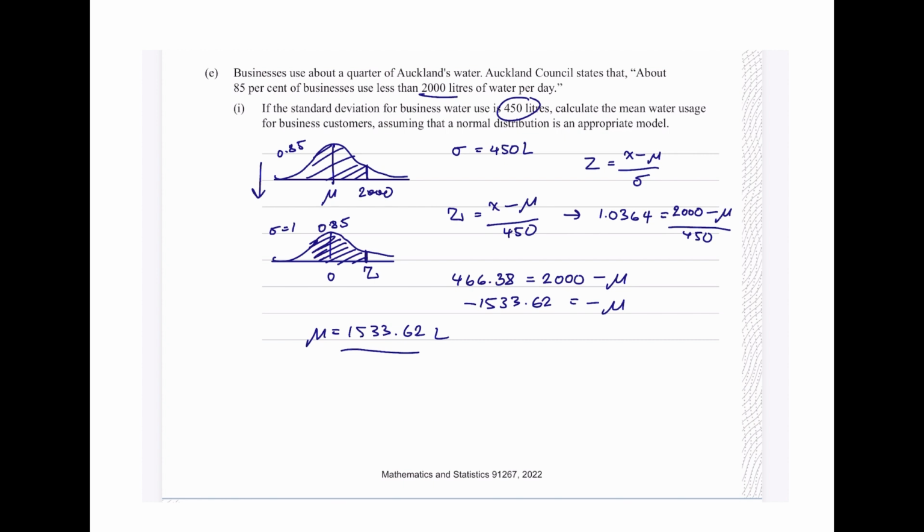And if we plug that back up into our original diagram, that looks like it makes sense, right? So yeah, our mean should definitely be less than that 2,000, and it looks good. So I'm pretty happy with that. Let's go down to the next part.